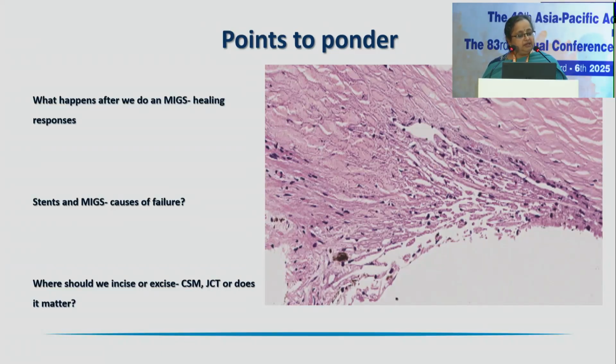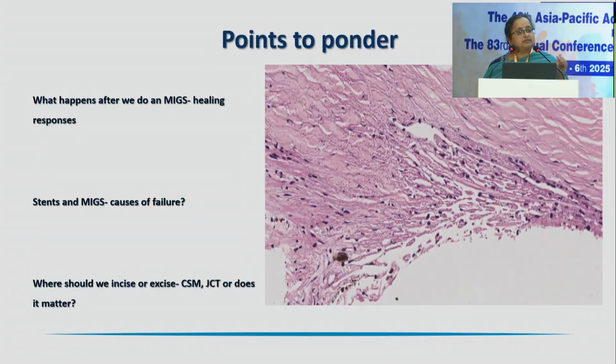And where should we incise? If we understand that the JCT is the site of maximum resistance, why are we incising most of our incisions at the junction of the anterior and posterior trabecular meshwork? Because the junction of the anterior and posterior TM is where the stem cell niche is presumed to be. So by incising there, you're actually causing inflammation there and you're leaving the juxtacanalicular tissue.